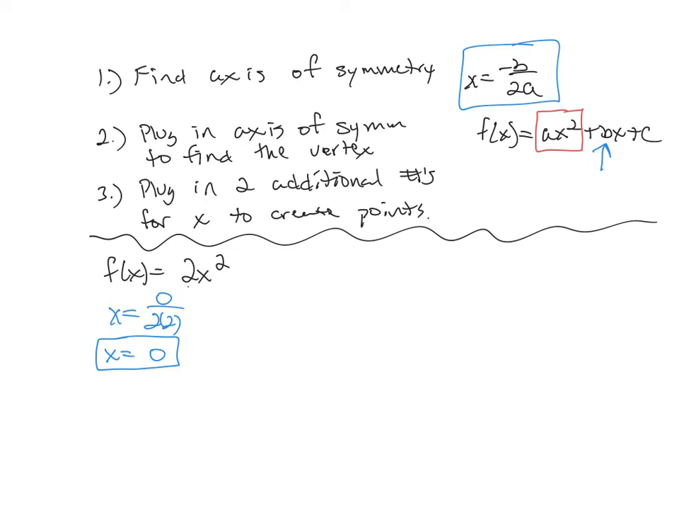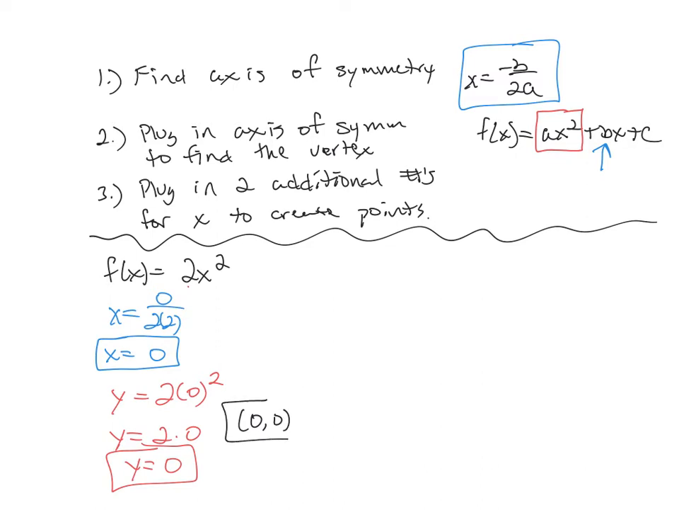All right, so step 2 says plug in the axis of symmetry to find the vertex. So plug it into the problem: 2 times 0 squared. 0 squared is 0, and 2 times 0 is 0. So remember that I'm finding the vertex, which is a point. So I'm combining these two things together, and the vertex is 0, 0.